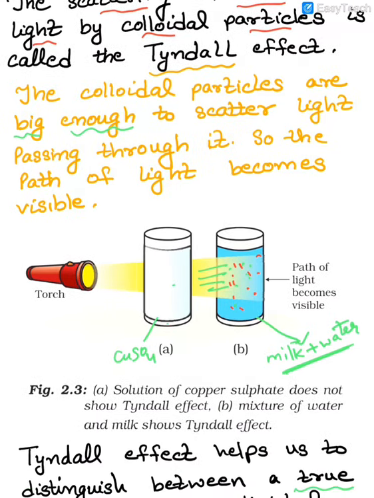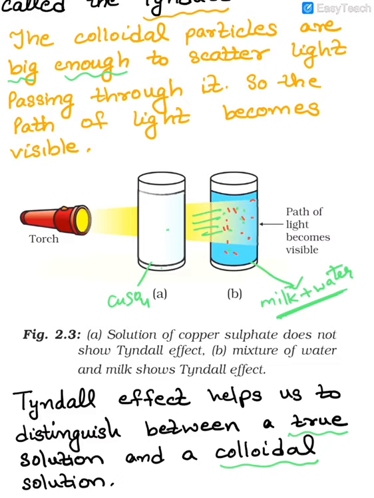Now with the help of the Tyndall effect, we can distinguish between a true solution and a colloidal solution. If you have a true solution and a colloidal solution and you want to distinguish, you just pass torch light. When you pass light, if it is a colloidal solution, light will pass through it, and if it's a true solution, light won't pass through it.